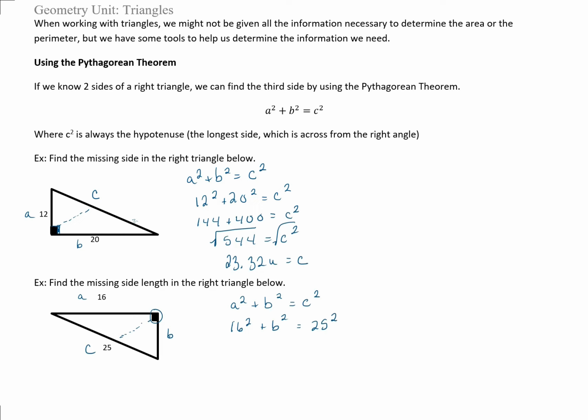So let's take a look. 16 squared is 256. We still have our B squared equals 25 squared, which is 625. Now we need to do a little bit of algebra to get B all by itself. First thing, let's subtract 256 from both sides. So 625 minus 256 leaves us 369.